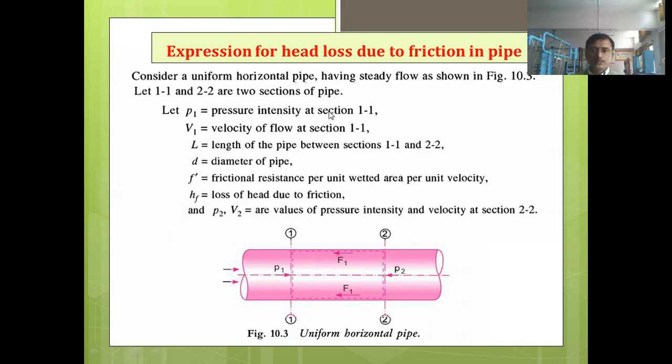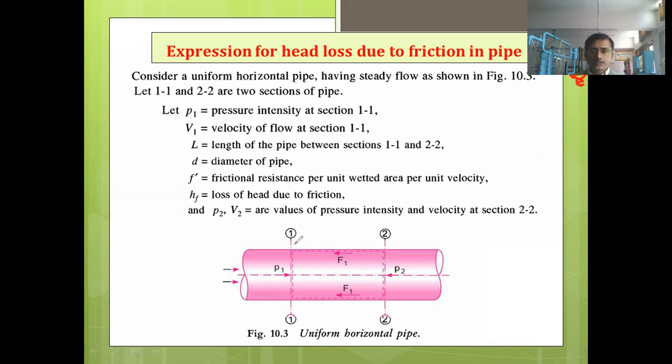See, we have to consider the uniform horizontal pipe. जसं आपला कॉमन पाईप असतो, पीव्हीसी पाईप वगैरे, त्या टाईपचा एक युनिफॉर्म पाईप या ठिकाणी कन्सिडर केलेला आहे, ज्यातून होणारा जो फ्लो आहे तो स्टेडी फ्लो आहे. सो आता स्टेडी फ्लो आपल्याला सगळ्यांना माहित आहे. What is the meaning of steady flow? The flow in which properties like velocity, pressure, density, they do not change with respect to time. So that flow is called the steady flow, right?